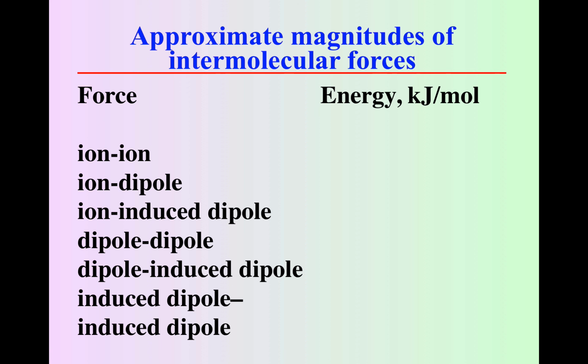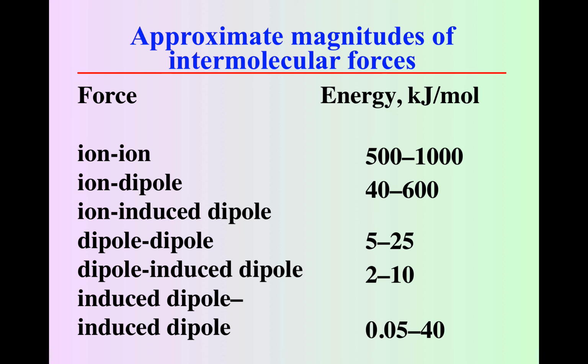So here they all are laid out in terms of the interactions, starting with ion-ion, ending with induced dipole, and they give you some indication as to how strong these are. So the weakest interaction is induced dipole. The strongest interaction is ion-ion. Notice hydrogen bonding would be at the high end of dipole-dipole, so up around 25 kilojoules per mole in terms of breaking waters apart. So again, hydrogen bonding is just a special kind of dipole-dipole.